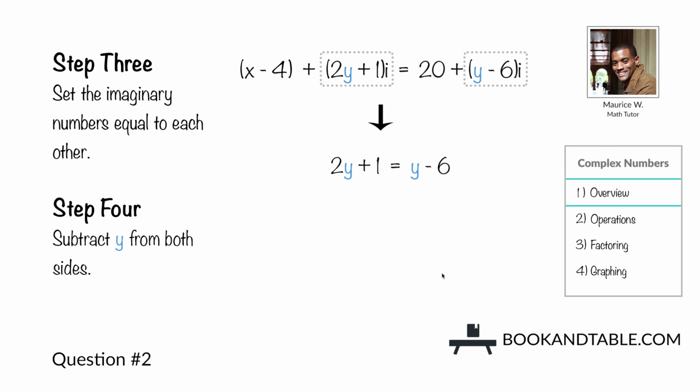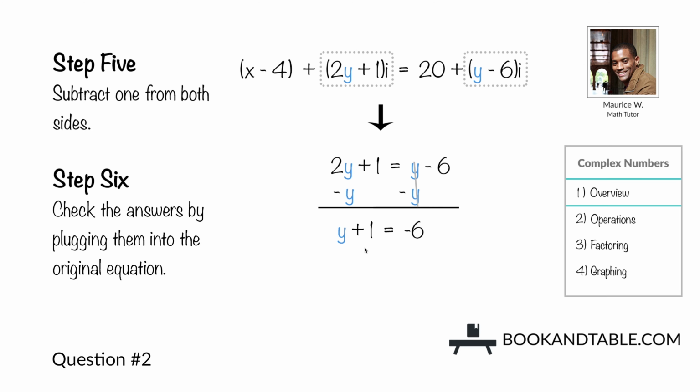And now we solve for y by setting the imaginary numbers equal to each other. So that would be 2y plus 1 is equal to y minus 6. And now we want to solve for y. So we'll start by subtracting y from both sides. So we get rid of the y on this side, and now our y is just on one side. 2y minus y gives us y, plus 1 is equal to negative 6.